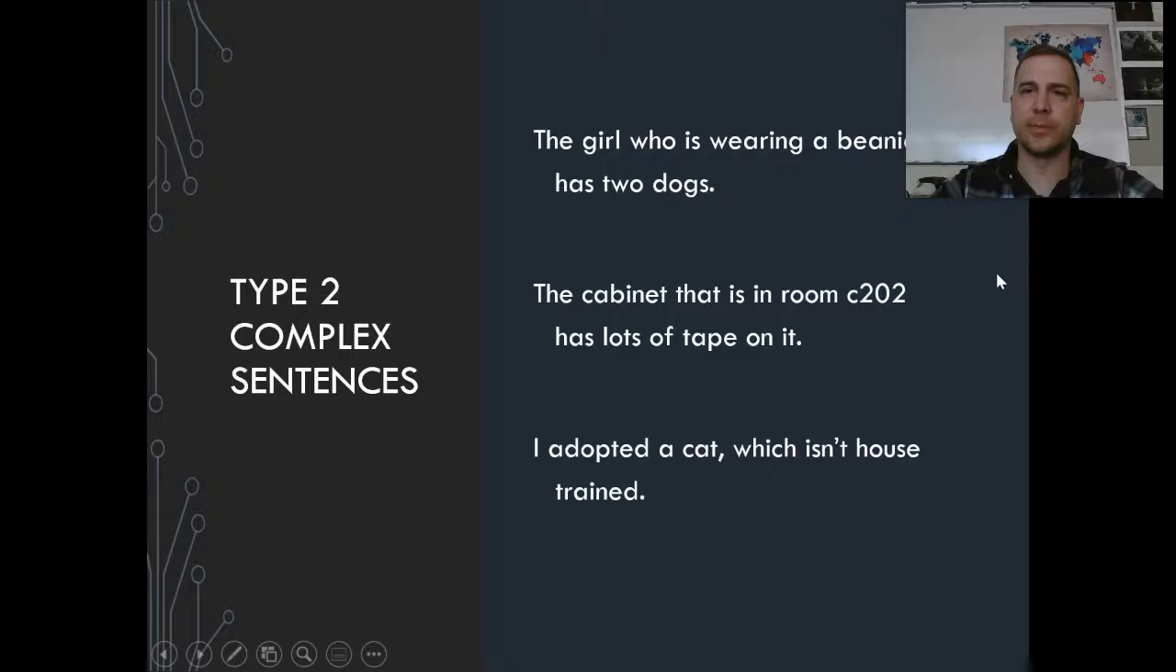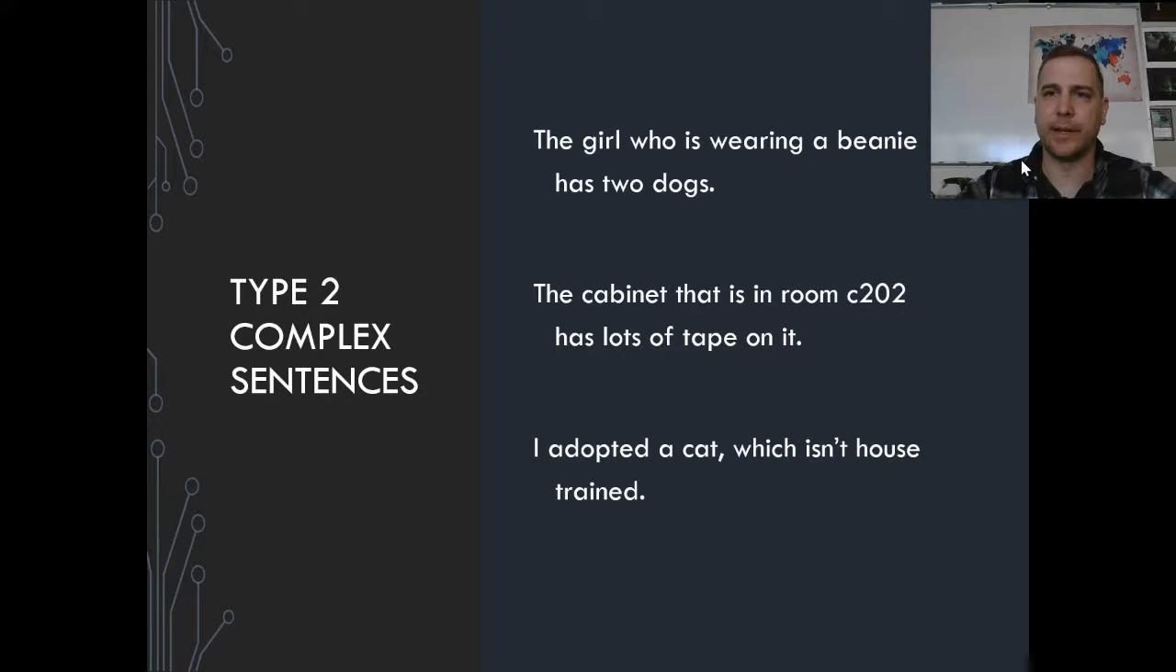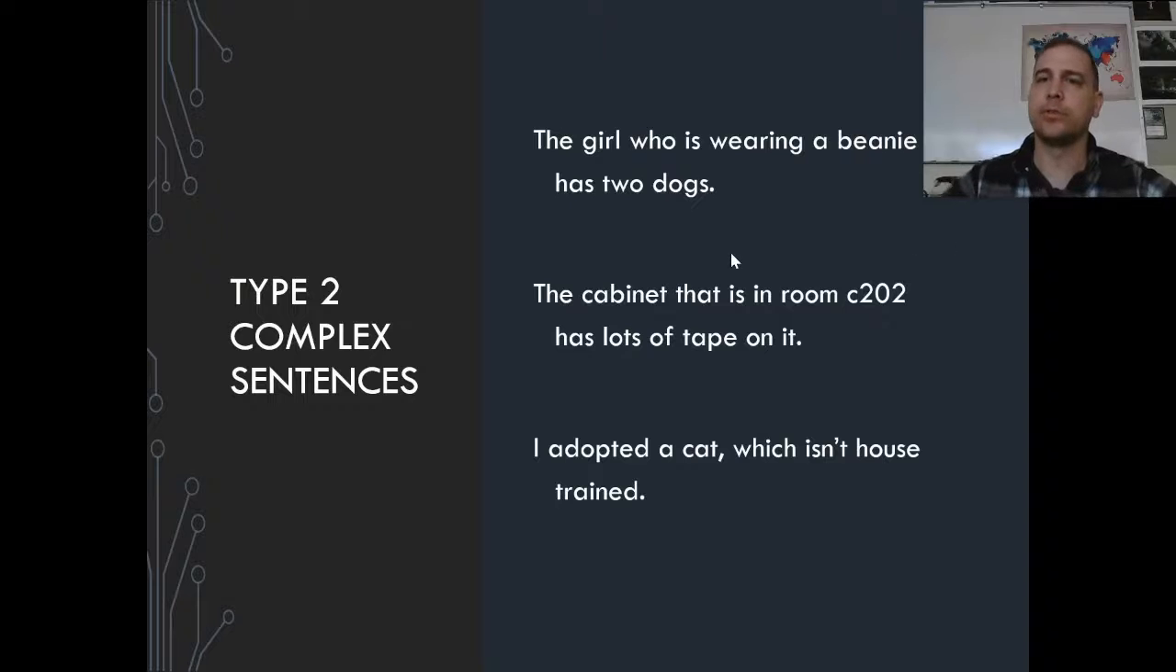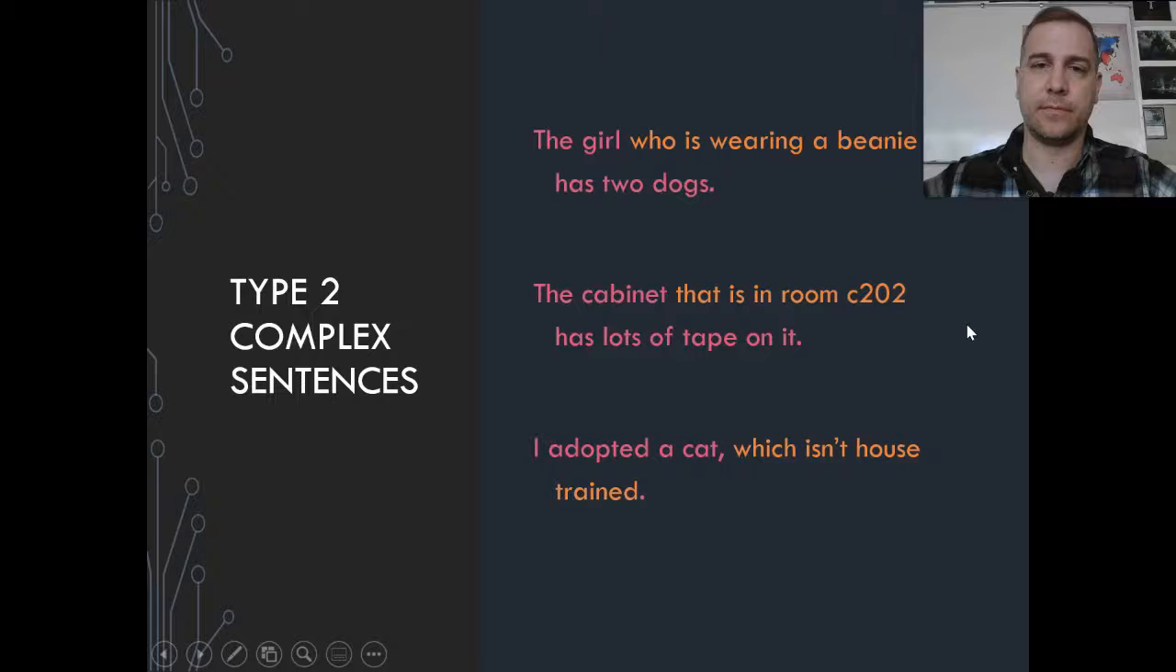And so here are some more examples. Let's move my video out of the way here. The girl who's wearing a beanie has two dogs. The cabinet that is in room C202 has lots of tape on it. I adopted a cat which isn't house trained. Can you identify the independent and dependent clauses here? And so we can see in pink is the independent clause, and the dependent clause is in orange. And you can typically identify it because it starts with that, who, or which.